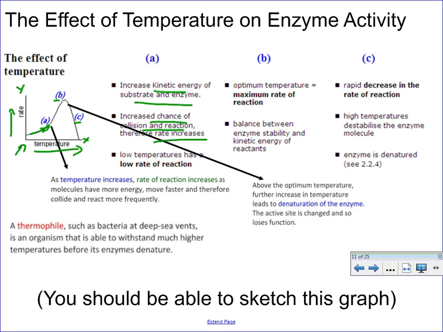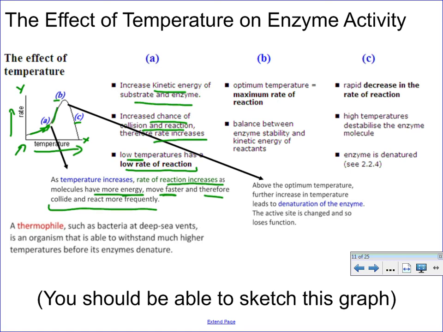Low temperatures tend to have a low rate of reaction because substrate and enzyme have a low amount of kinetic energy. As the temperature increases, the rate of the reaction increases, as these molecules have more energy, move faster, and therefore collide and react more frequently.